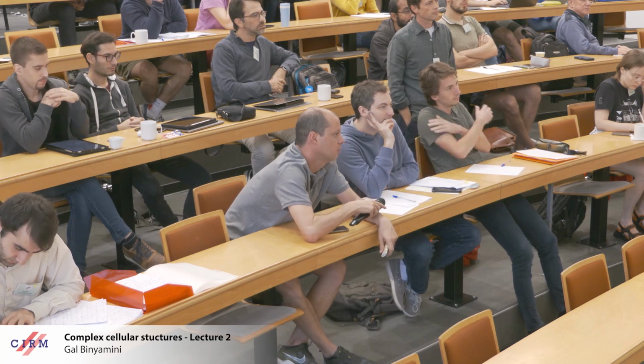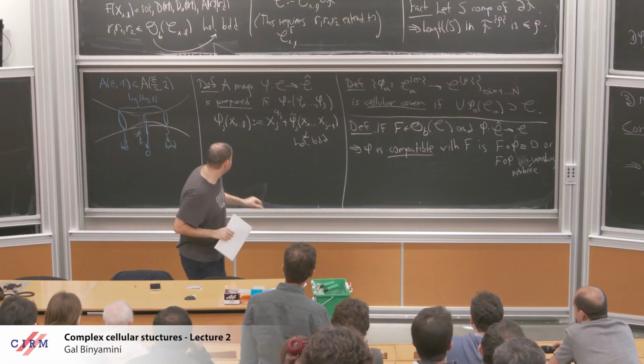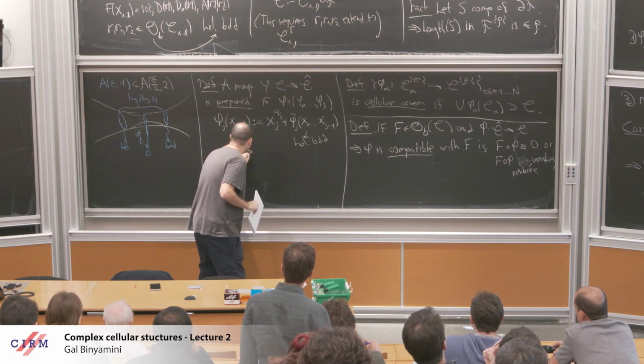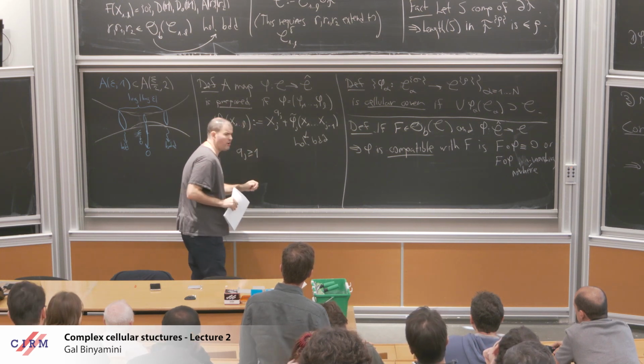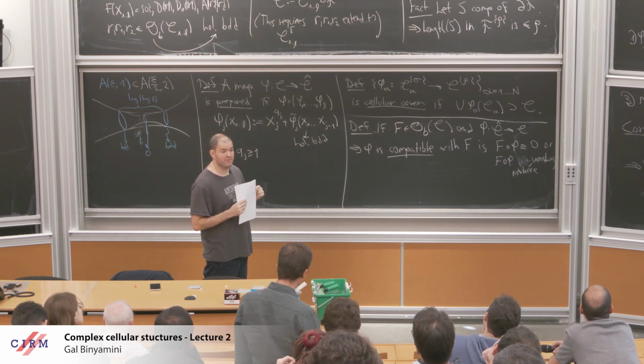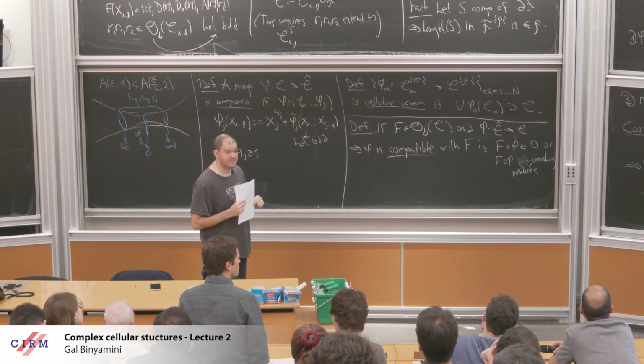No, in fact, I'm sorry. I should have said that Qj should be just positive. It should be greater or equal to 1. So it's really only covering maps. It's only to avoid this problem with covers.